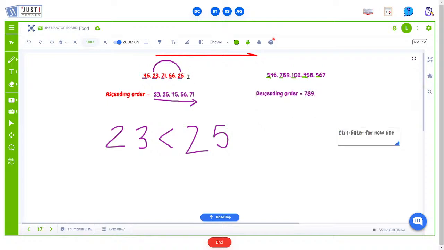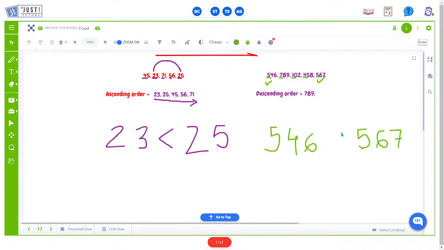Now after 789 we can see we have 5, 1, 4 and 5. Now 5, can you see 5 is coming 2 times? One over here and the other over here. So we have to compare 546 and 567. We have to compare these two, and we have to decide which number is more, which number is bigger. Is it 546 or is it 567?